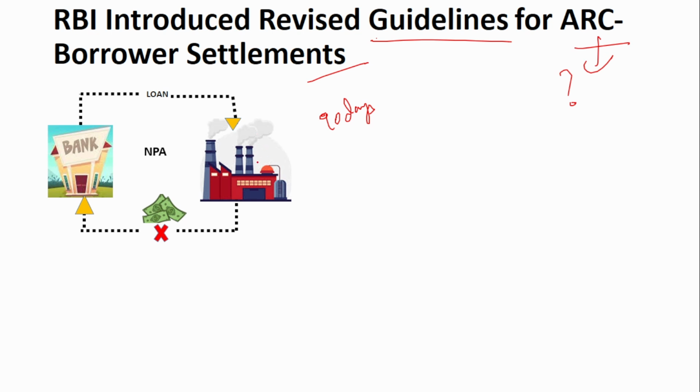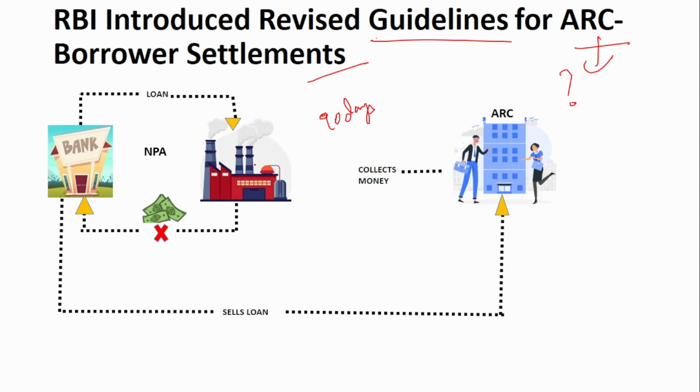So, in order to avoid that, in order to help the bank focus on business aspects like deposits and loans, the asset reconstruction company was introduced. What happens is that now the bank sells this loan to the asset reconstruction company, and in return, this asset reconstruction company provides the money to the bank, and later on it collects this money from the borrower.